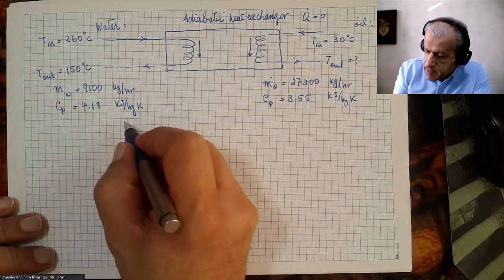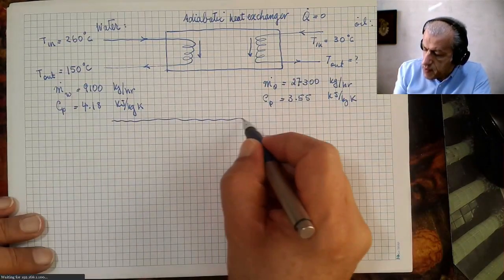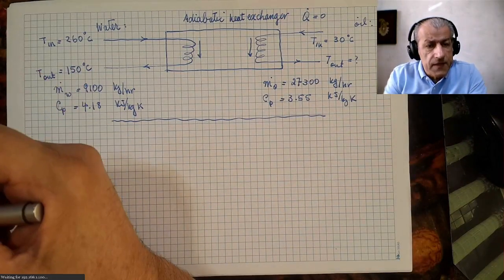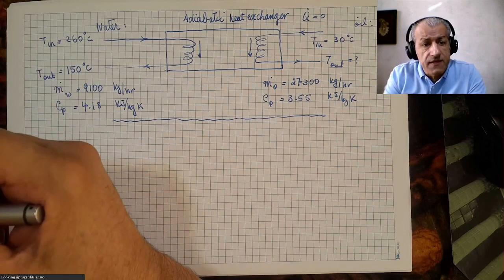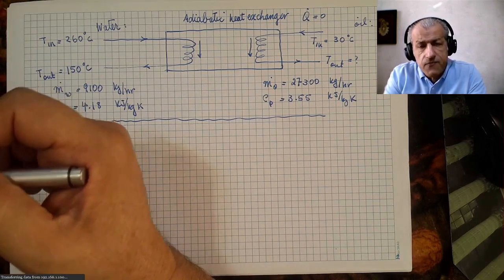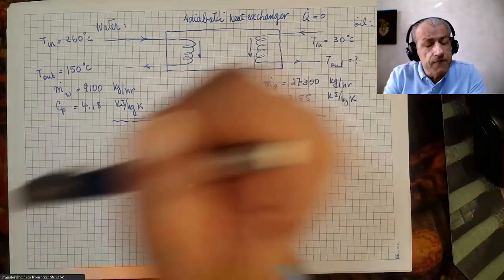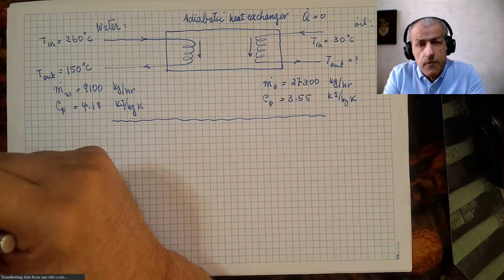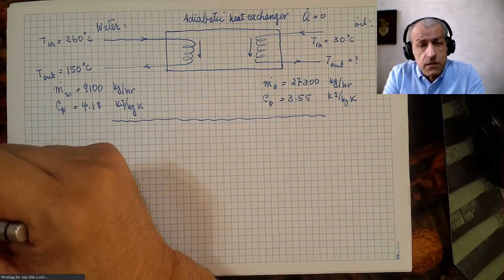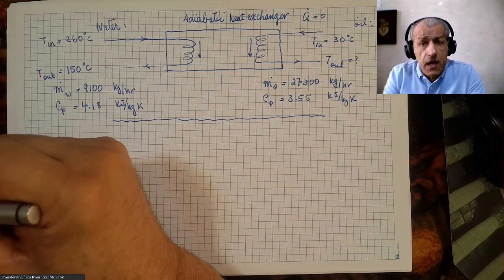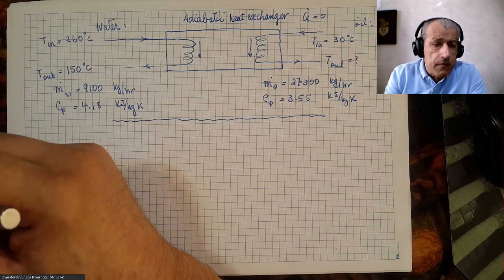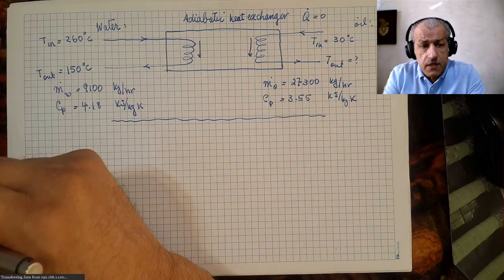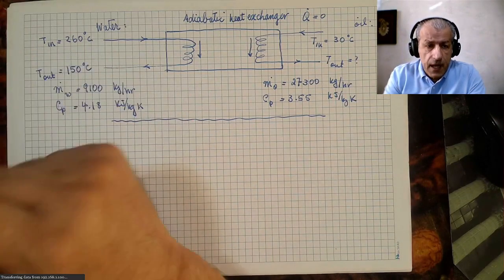So this is the problem. What does the problem want from us? It wants us to simplify the conservation equations. First, find out the exit temperature for oil. Also, it asks us to find the entropy generation. You will calculate and see all of these things shortly.